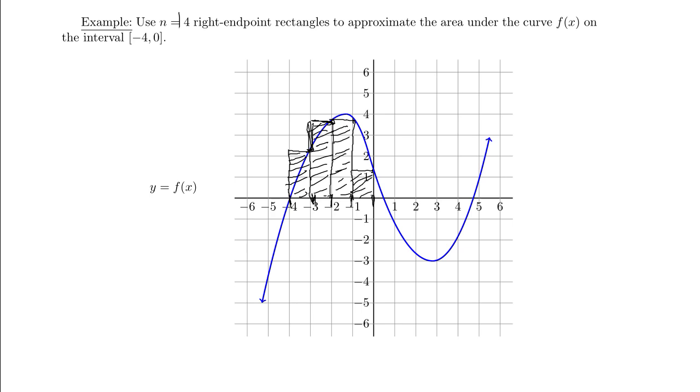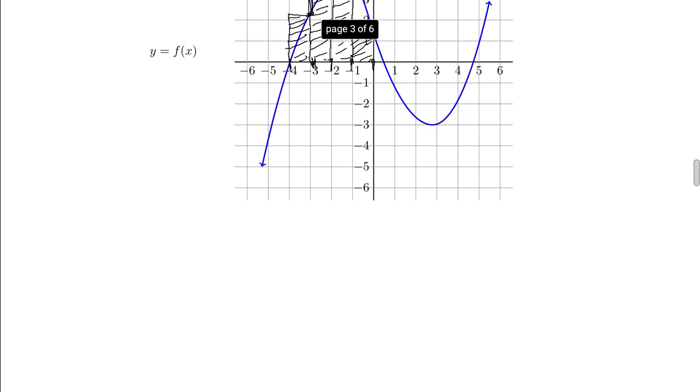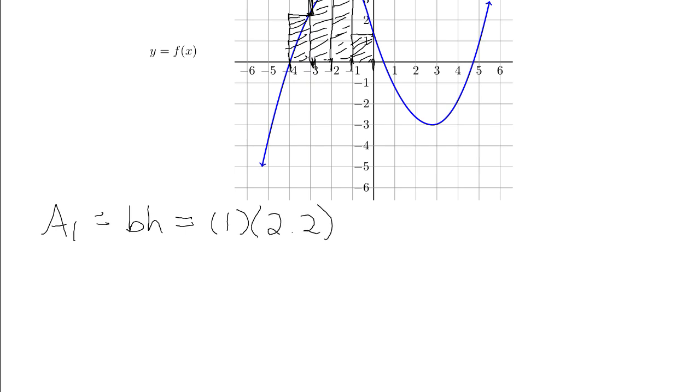And let's add up their areas to do so. So the first area, the first rectangle, same formula, base times height, and notice our base length doesn't change. Even though the endpoints changed, we still cut it into 4 equal pieces, so our base length is still 1. And my rough height, we already actually eyeballed this on the other page, is roughly 2.2.